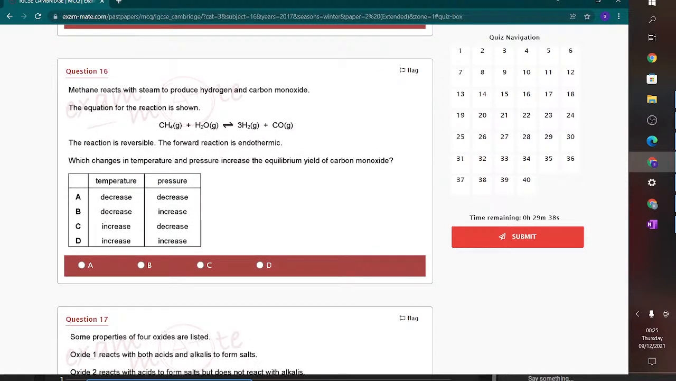Methane reacts with steam to produce hydrogen and carbon monoxide. The equation for the reaction is shown. This reaction is reversible. The forward reaction is endothermic. Which changes in temperature and pressure increase the equilibrium yield? Okay, so we need to increase the yield of carbon monoxide, and the forward reaction is endothermic. That means increase in temperature will increase yield because it will favor the forward reaction. So temperature must increase, and the ratio of moles on the reactant side is 2 and on the right hand side is 4, 2 is to 4. Therefore, decrease in pressure will help. So C.